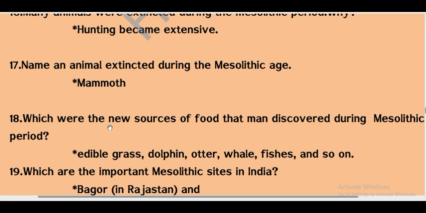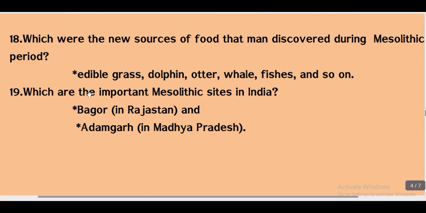Which were the new sources of food that man discovered during Mesolithic period? Edible grass, dolphin, otter, whale, fishes, and so on. Which are the important Mesolithic sites in India? Bagor in Rajasthan and Adamgarh in Madhya Pradesh.